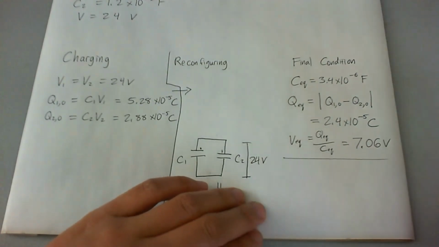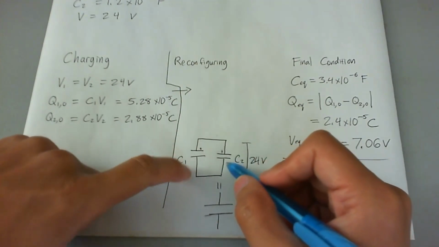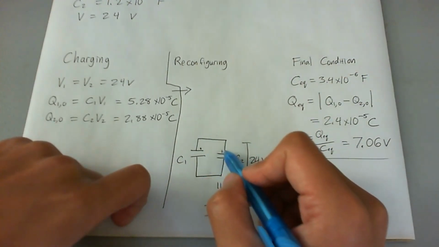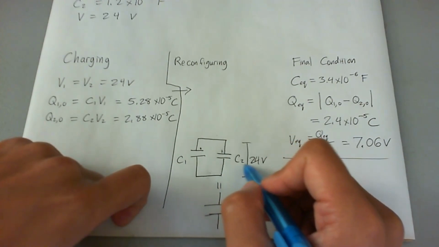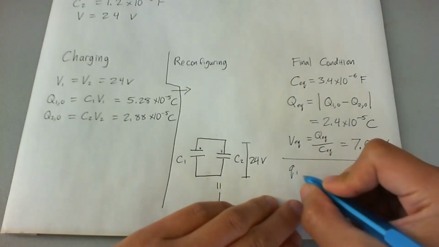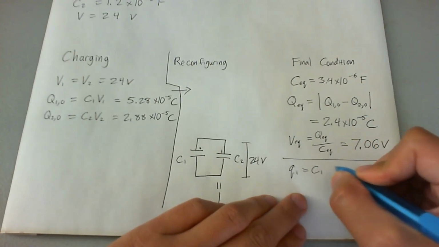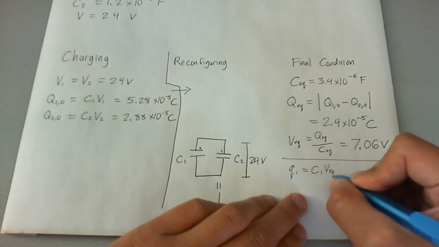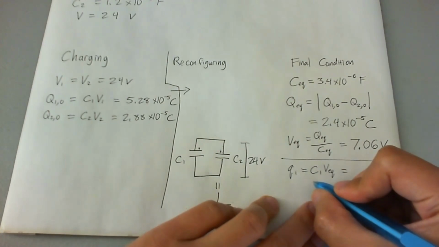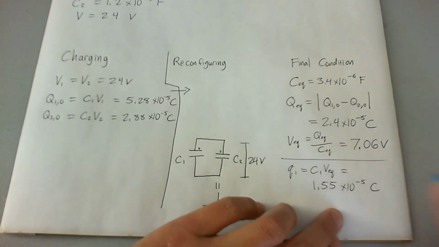And last but not least, since we have the voltage across both of these two capacitors in parallel, and we don't have to look at this anymore since we have all our data, we can now find the charge on each individual capacitor with their individual capacitance. So the charge on capacitor 1 after redistribution of charges is equal to capacitor 1 capacitance times the voltage across that capacitor after all is said and done. And that's going to come out to be 1.55 times 10 to the negative 5 coulombs.